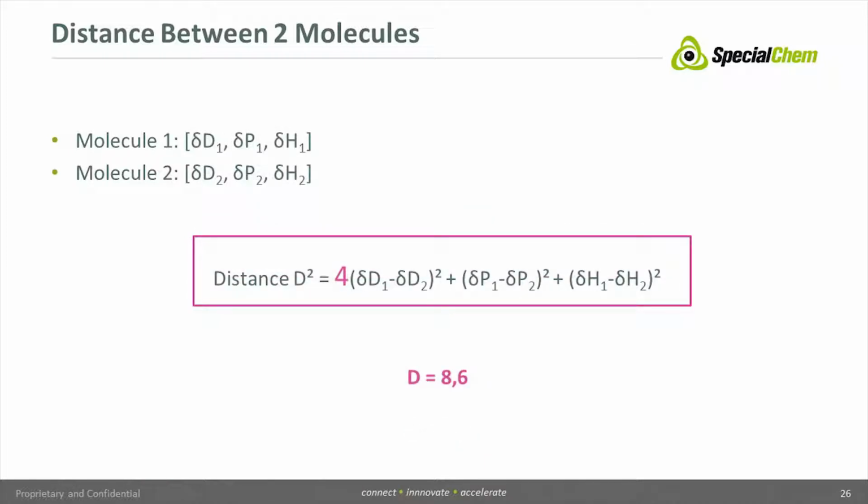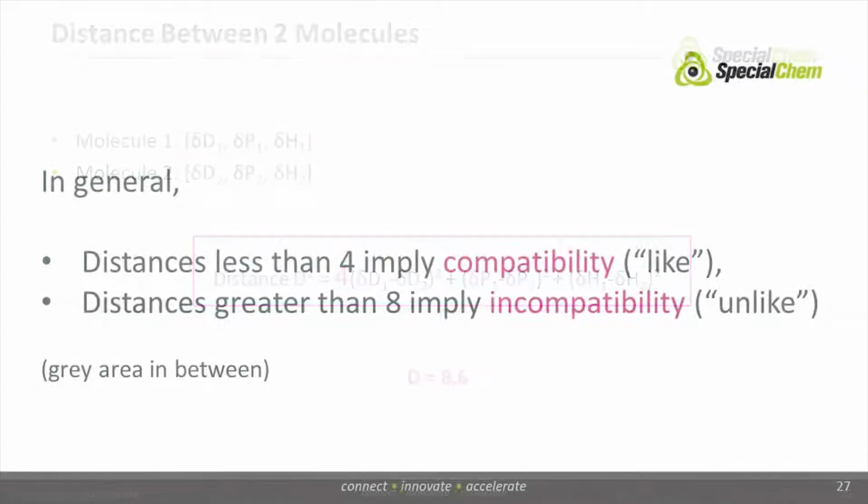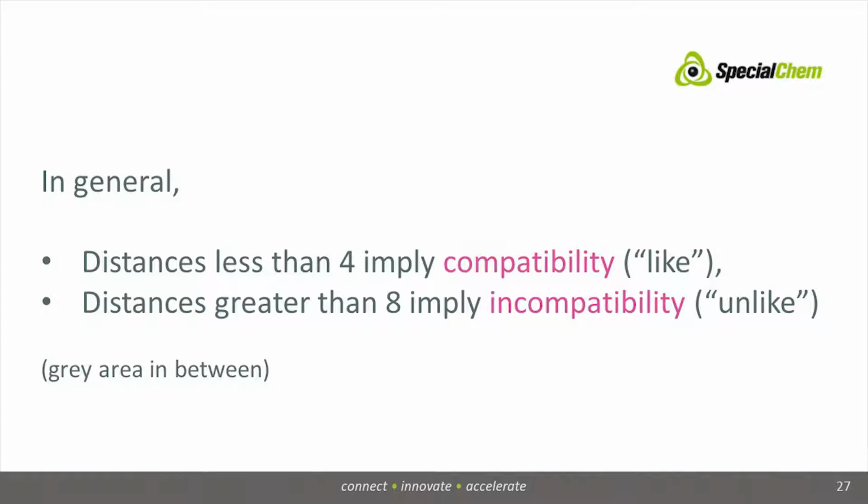Actually, for various reasons, we amplify the dD difference by a factor of 4, so the HSP distance is 8.6. And experience has shown that in general, distances less than 4 imply compatibility, distances greater than 8 imply incompatibility, with a grey area in between. Let's use this idea of calculating distances for 4 different formulation challenges.